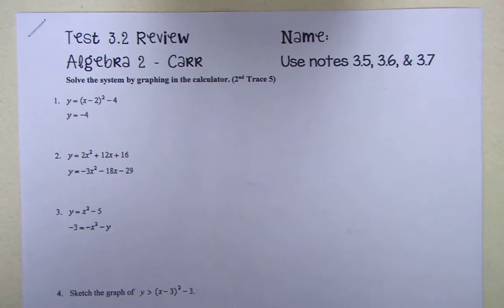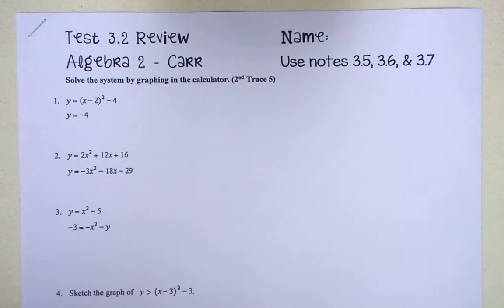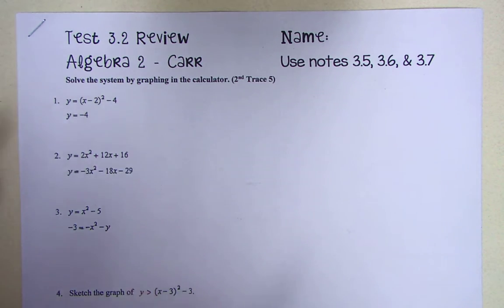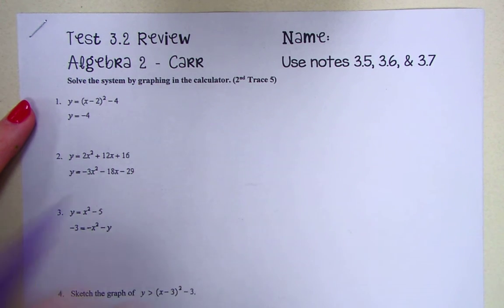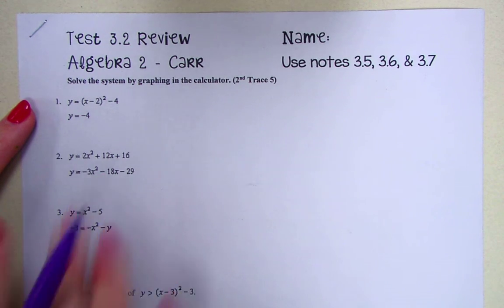I'm going to go over some questions from the review. I'll try to go over as many as I can, but I don't want the video to be super long. So on these first few, I tell you right here, do second trace 5, okay? You're looking for where these lines intersect each other, okay?